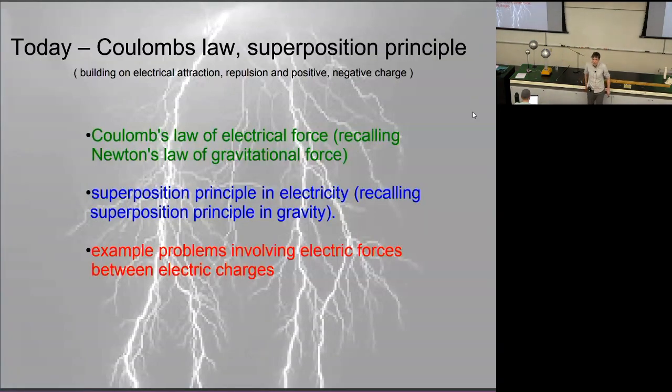Last class we talked about electrical attraction and repulsion, and we talked about positive and negative electrical charges as the origin source of electrical attraction and repulsion. And we talked about the electrical nature of matter, that matter is built out of electrical building blocks, electrons and protons. Today's class, we're going to move along and we're going to talk really specifically about two things.